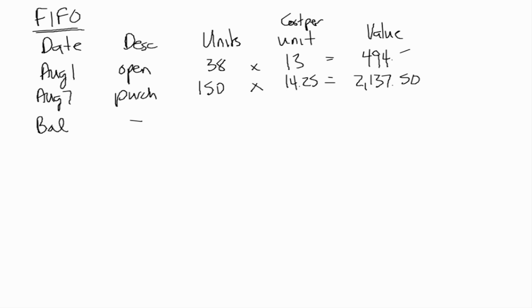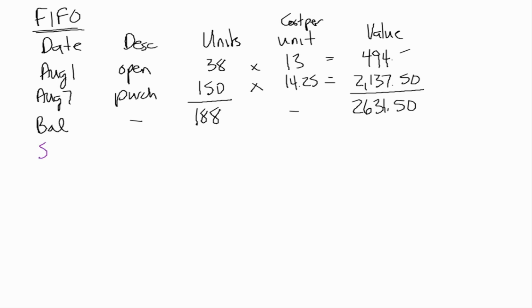There's nothing under the description, but I'm going to do a balance here. This is 188 units. I'm not going to put the value down here; I'm going to put the total of this. This is $2,631.50. All right, and don't forget, I did a balance because the next item is a sale. And I'm going to do the sale in a different color so that it's clearly visible that we're using a different color.